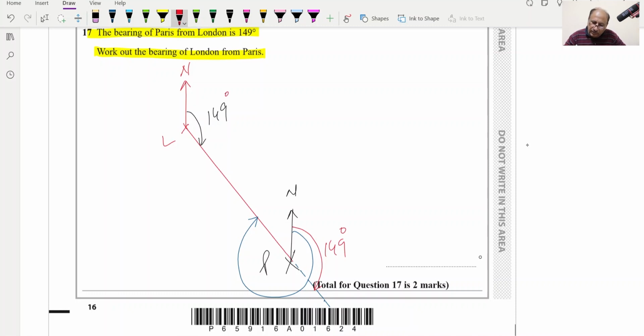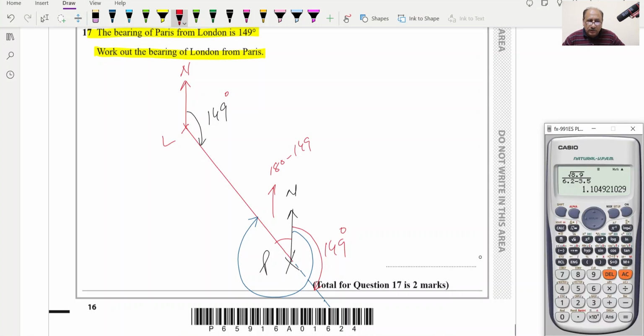So we can find this angle: 180 minus this angle will be 180 minus 149, and this will be equal to what? 180.